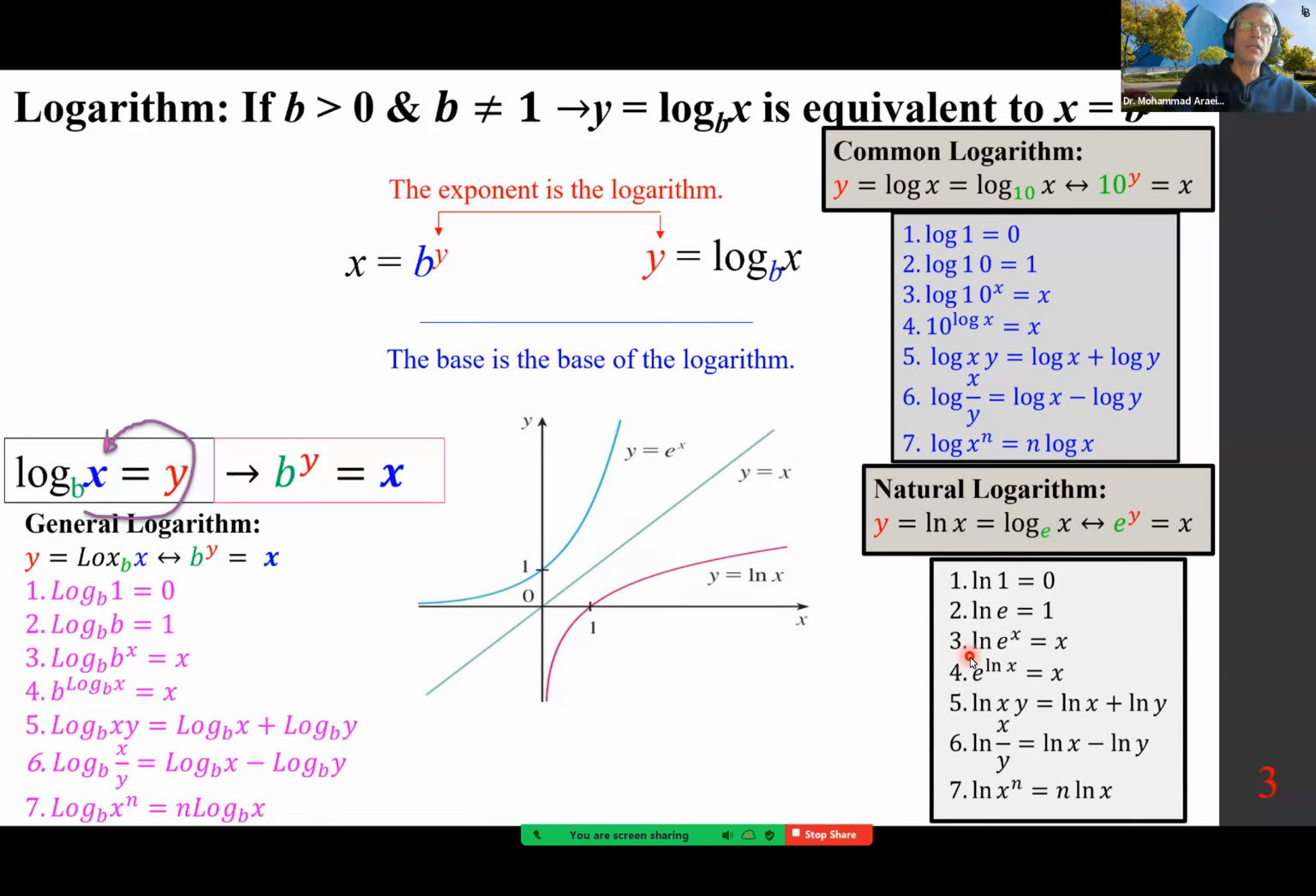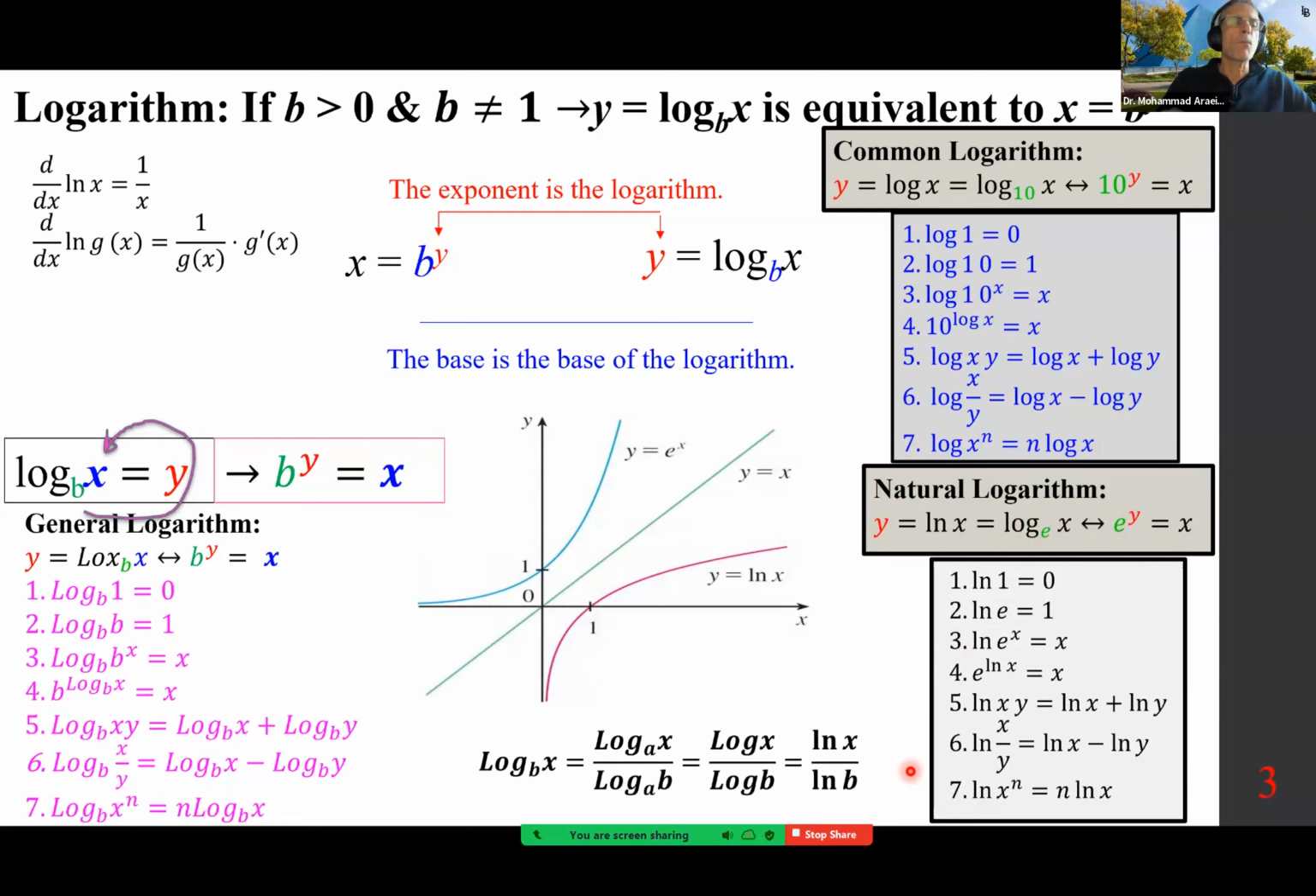As the graph indicates, the exponential function and the logarithmic function are inverse functions. Therefore, they are symmetric with respect to the line y equals x. And as you recall, this is the change of base formula. Differentiation of logs: if we happen to have a base other than e, we have to tag along 1 over ln b.